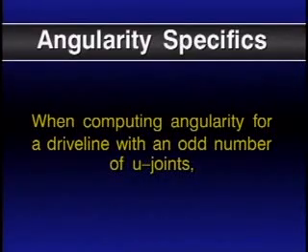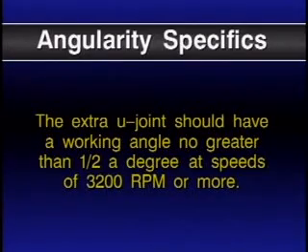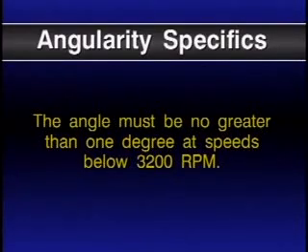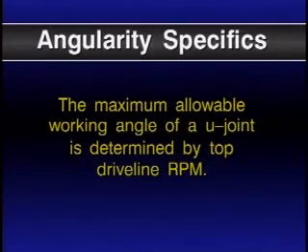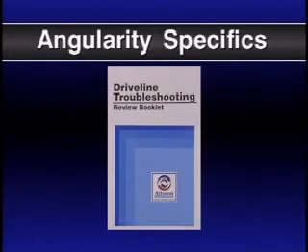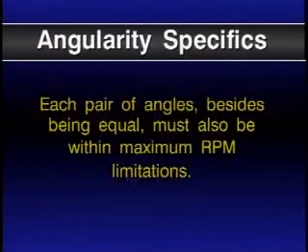When computing angularity for a driveline with an odd number of U-joints, the extra U-joint should have a working angle no greater than 1/2 of a degree at speeds of 3200 RPM or more, and the angle must be no greater than 1 degree at speeds below 3200 RPM. The maximum allowable working angle of a U-joint is determined by top RPM. Your review booklet lists maximum working angles for specific RPM ranges. Each pair of angles, besides being equal, must also be within maximum RPM limitations.